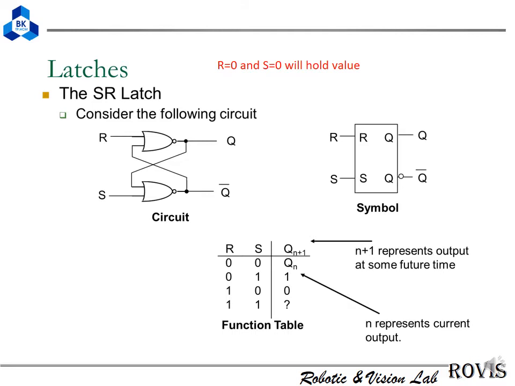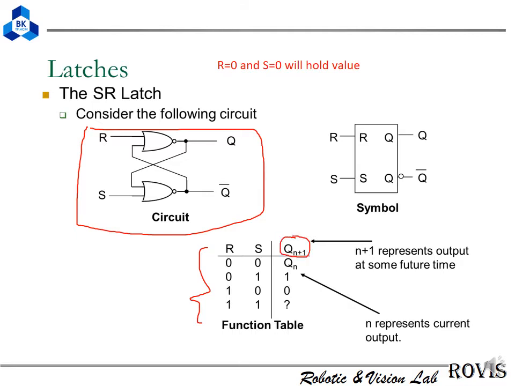This is the symbol of the circuit here, and you can see that it includes two NOR gates, right? So what does this circuit do? Here is the truth table of the circuit, and very interesting here is that we have the future state and the current state. So what is it? I will briefly explain it.